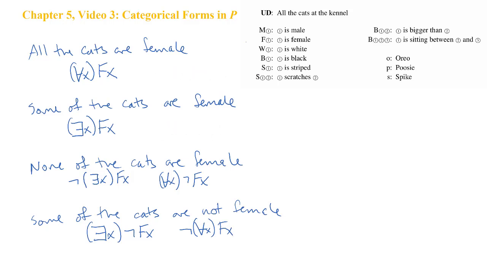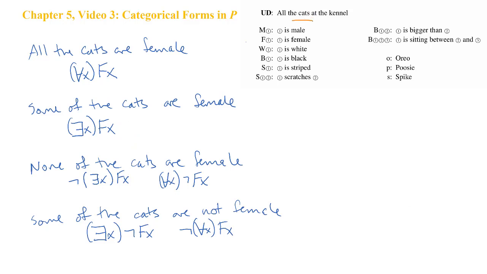Now, a couple quick points here about how the symbols work with the interpretation. Notice that there's no predicate letter in here for cats. Why is that? Well, that's because the universe of discourse specifies that we're talking about all the cats at some particular kennel. So we don't need to take account of the predicate for cats when doing the symbolization. It's already built into the universe of discourse.